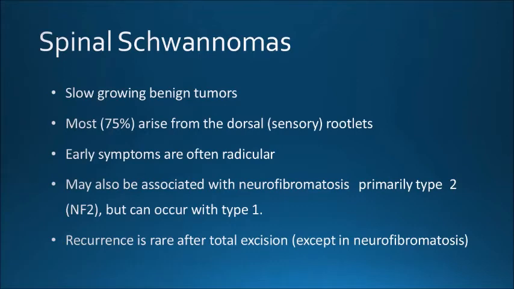Early symptoms are often radicular pain, and they can be associated with the neurofibromatosis, especially type 2 neurofibromatosis, but it can also occur with the type 1 neurofibromatosis. And the recurrence is rare in these cases, especially in cases of the total excision, but it can recur in cases of the neurofibromatosis.